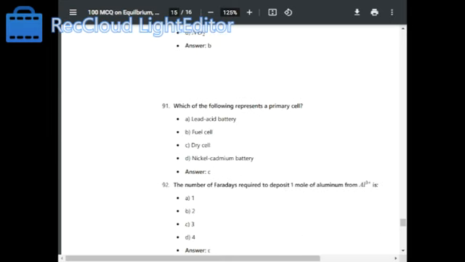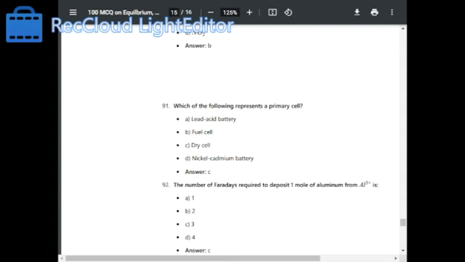Question number 91. Which of the following represents the primary cell? Option A lead acid battery, option B fuel cell, option C dry cell, option D nickel cadmium battery.